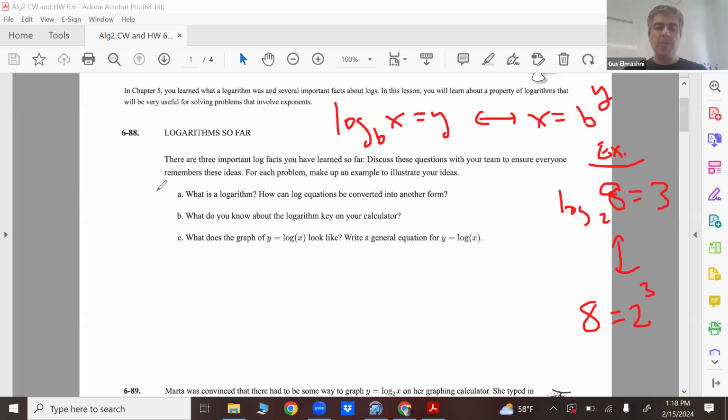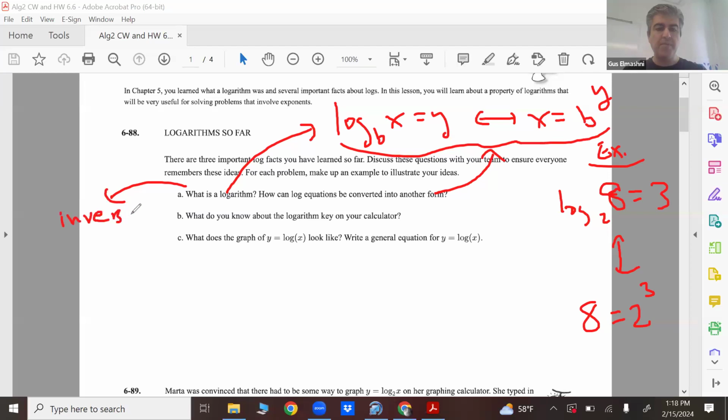Okay. So what is a logarithm? Right there. And how can it be converted to another form? Right there. Also, a logarithm is the inverse of an exponential function. So those are some things we could say about that. So I think we're good on part A. I'll give you guys a chance to copy all that down.